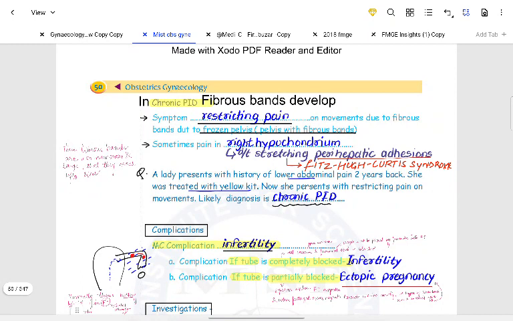So if you have pain due to fibrous bands in the perihepatic region, in the right hypochondrium due to perihepatic adhesions, this syndrome is known as Fitz-Hugh-Curtis syndrome. Fitz-Hugh-Curtis syndrome is due to perihepatic adhesions, with pain in the right hypochondrium region.